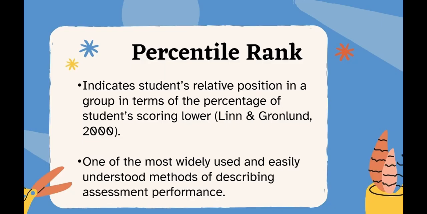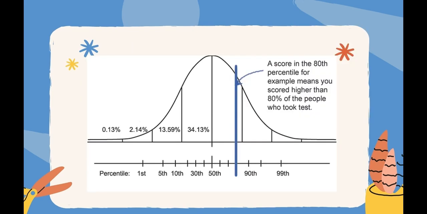The last standard score that can be used in assessment is the percentile rank. According to Linn and Gronlund, 2000, percentile rank indicates a student's relative position in a group in terms of the percentage of students scoring lower. It is one of the most widely used and easily understood methods of describing assessment performance. This is how the percentile rank looks. The 50th is the mean or the average rank.